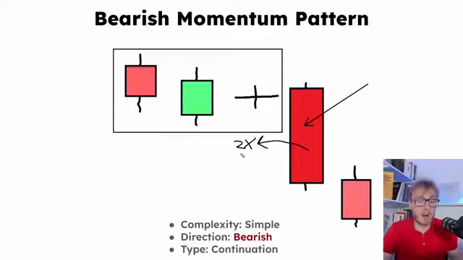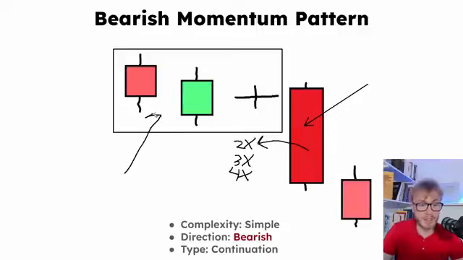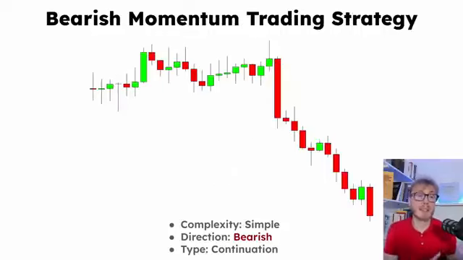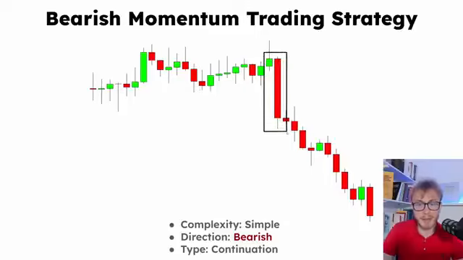We also preferably want to see the real body of the red candle be perhaps 3 times as large or even 4 times as large as the previous candles. So now let's take a look at the bearish momentum trading strategy. As always, the very first thing we need to do is identify the pattern. And in this case, the bearish momentum pattern can be found right here.